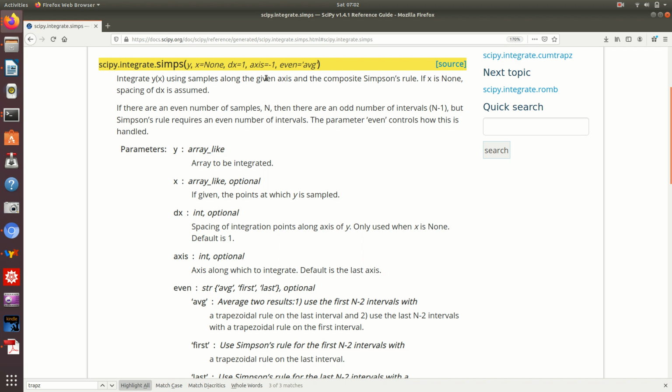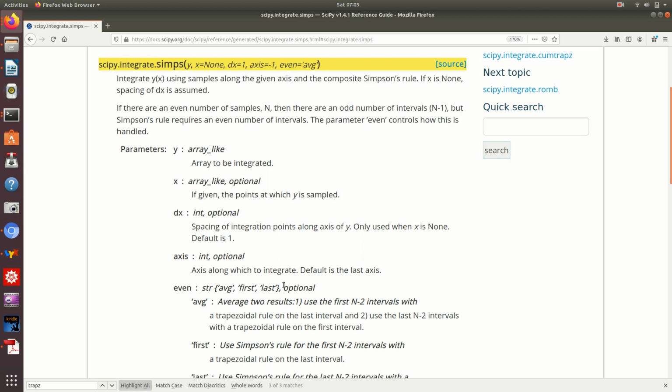What we really need to worry about is this other argument called even, which we have already seen in action so far. And remember the problem I raised? You have 99 intervals, which is an odd number, so how come Simpson's 1/3 rule is working? Now this is where the even argument comes in. It has a default value, avg, which of course stands for average. And this is an optional argument. You don't have to give it. Of course, we did not give it.